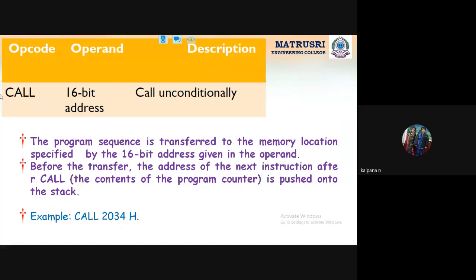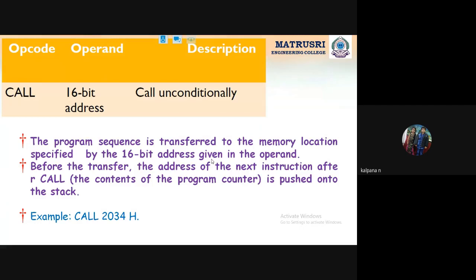Here also, the same thing. We will go to that memory location. Jump means we are jumping. Call means we are calling that instruction. If suppose the 16-bit address 2034 is given, whatever is present at this 2034, we are calling that in the program. That is the only difference. The program sequence is transferred to the memory location specified by the 16-bit address given in the operand. Before the transfer, the address of the next instruction after call is pushed onto the stack.